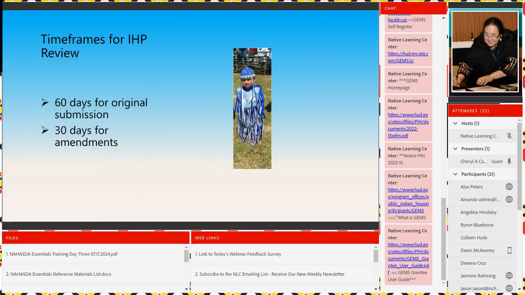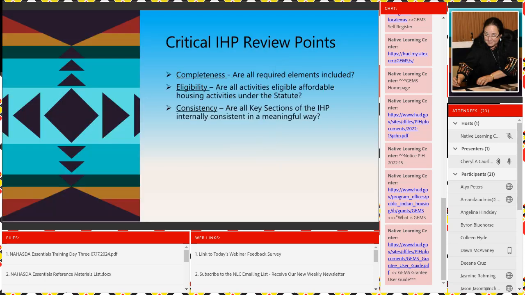So timeframes for IHP review: 60 days for the original submission, and then if you have any amendments, they have 30 days to review it. So the critical review points: is it complete? Are all required elements included? Eligibility: are all the activities eligible? Are they affordable housing activities under the statute? Consistency, this is HUD's language: are all key sections of the IHP internally consistent in a meaningful way?